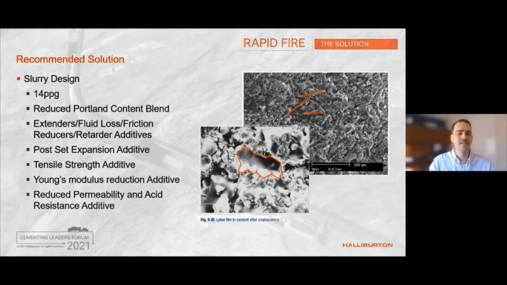Slurry design is a 14 ppg slurry with reduced Portland cement content. Usual cement additives including extenders, fluid loss, friction reducers, and retarders. Post-set expansion, tensile strength, and Young's modulus reduction are all mechanical properties enhancement as a result of finite differential analysis. And reduced permeability and acidic resistance is imposed by inert materials. So inert materials will occupy the space between the cement matrix and prevent molecules from the acid reaching the cement matrix and being able to chemically attack it.